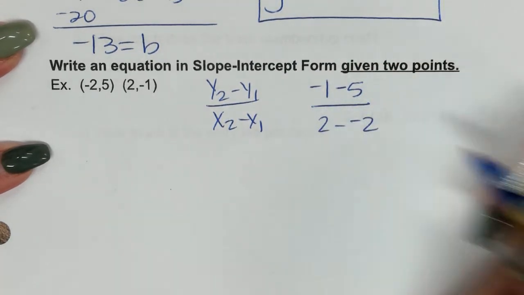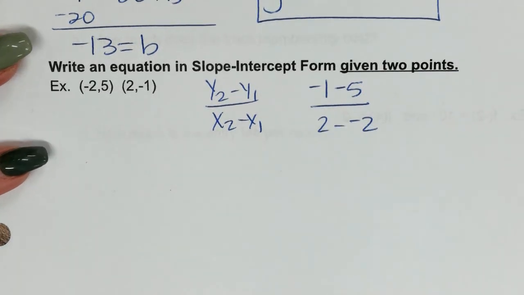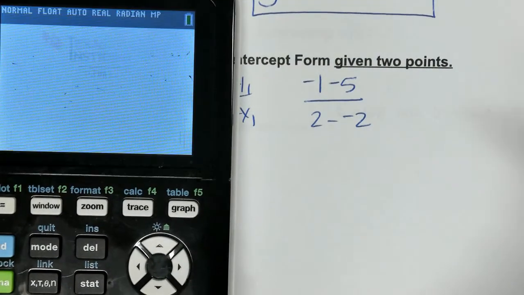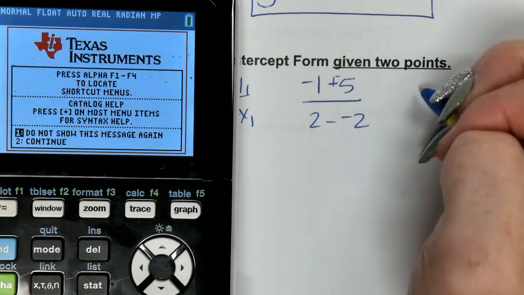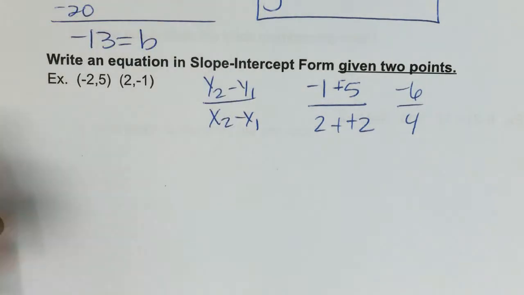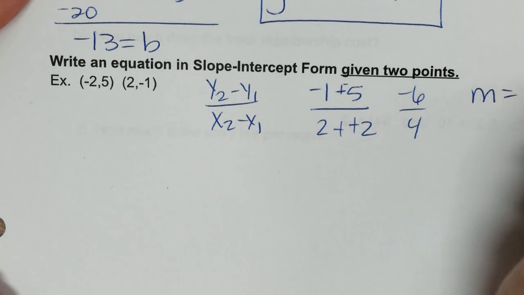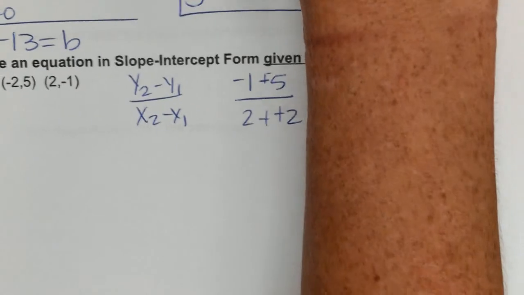2 minus negative 2. Do not forget that double negative because the subtraction sign is coming from the formula. All right, in your calculator or in your head, you got what, negative 6 over 4? Is that correct? What does that simplify to? Negative 3 halves. All right, so my slope is negative 3 halves.